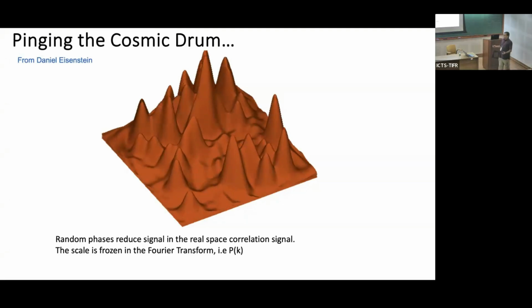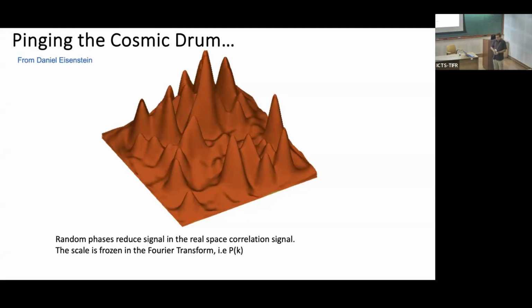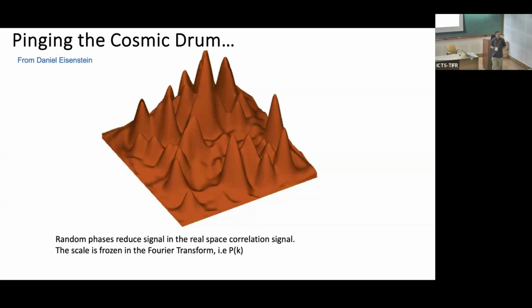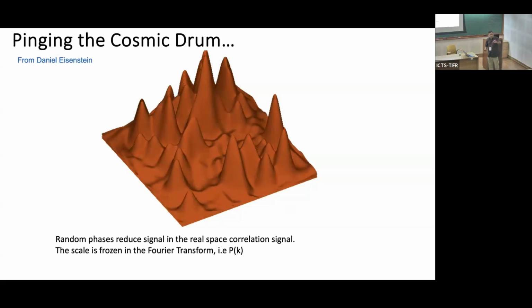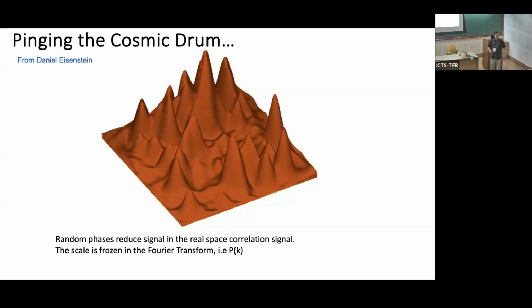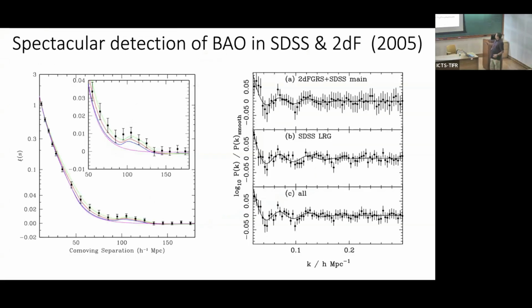The problem is that, of course, it's not one perturbation. Think of raindrops falling on water. There are a lot of circles, and you have to find the scale. So, of course, you can do the correlation measurements and get the scale this way. But another easy way is to do the Fourier transform, and the scale comes out as the frequency. So here was the first spectacular detection of BAO.